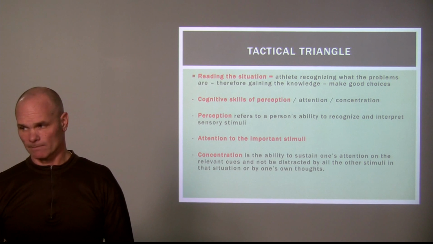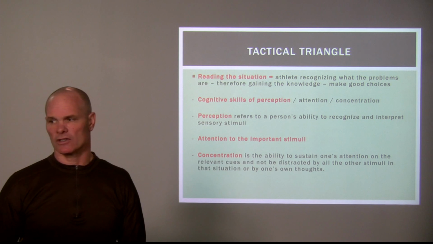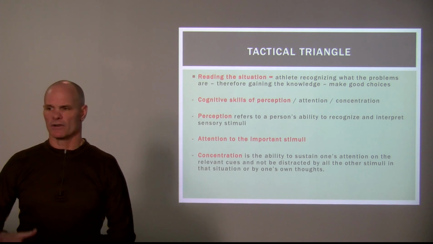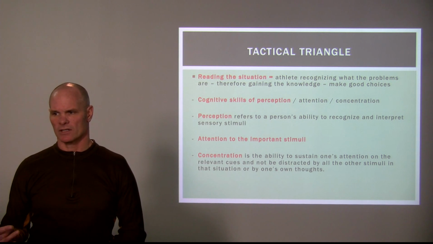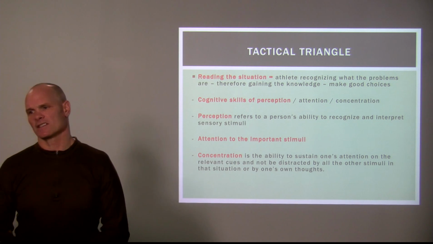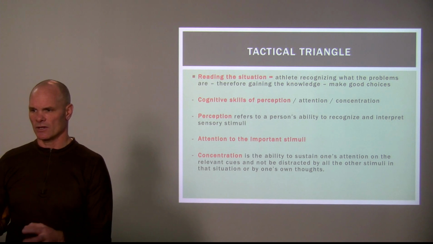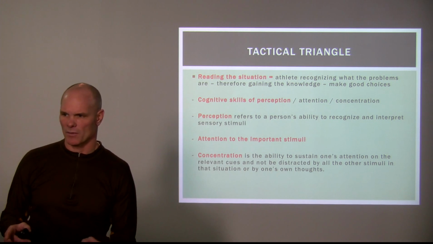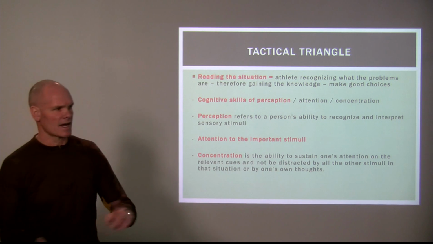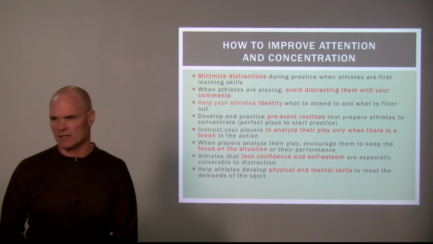So, reading the situation: you want the athlete to recognize what the problems are, and then he can make good choices. The cognitive skill of perception is really your attention, and we want to create some concentration. Remember, perception refers to a person's ability to recognize and interpret the sensory stimuli around them. So attention to the important stimuli is the key here, and that's what we mean by concentrating: being able to take all the other stimuli and get them out of the way so that we're focusing on the ones that really matter. So how do you improve some of that attention?